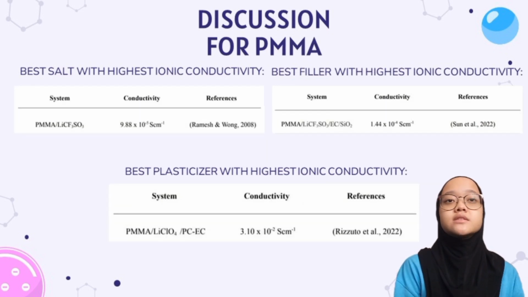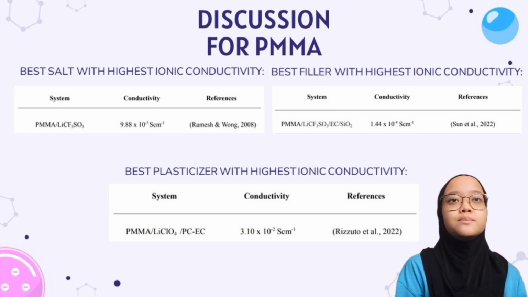For PMMA, the salt that gives the highest ionic conductivity is lithium triflate, which is 9.88 times 10 to the power of -5 S/cm. Lithium triflate was combined with the PMMA to have maximum conductivity, which is suitable for the application of cell phone batteries.